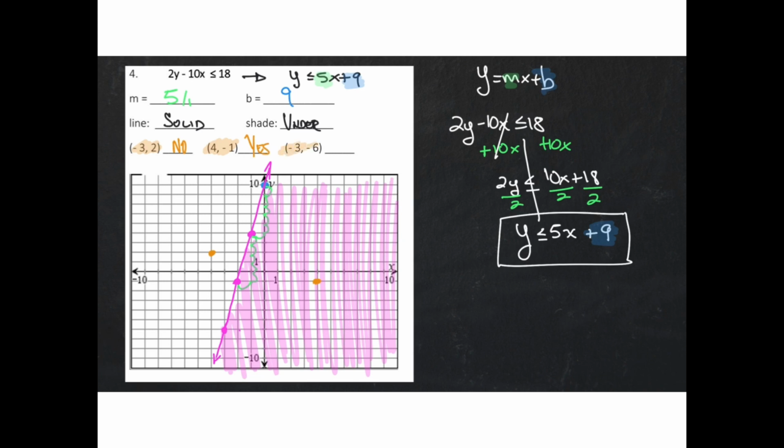The last one, -3, -6. So, -3, 1, 2, 3, and then -6, 2, 3, 4, 5, 6 is this point right here, which is right on the solid line. And when the point is on the solid line, it is part of your solution. So yes, only dotted lines are not solutions, okay? So for a solution, it's either shaded area or solid line.